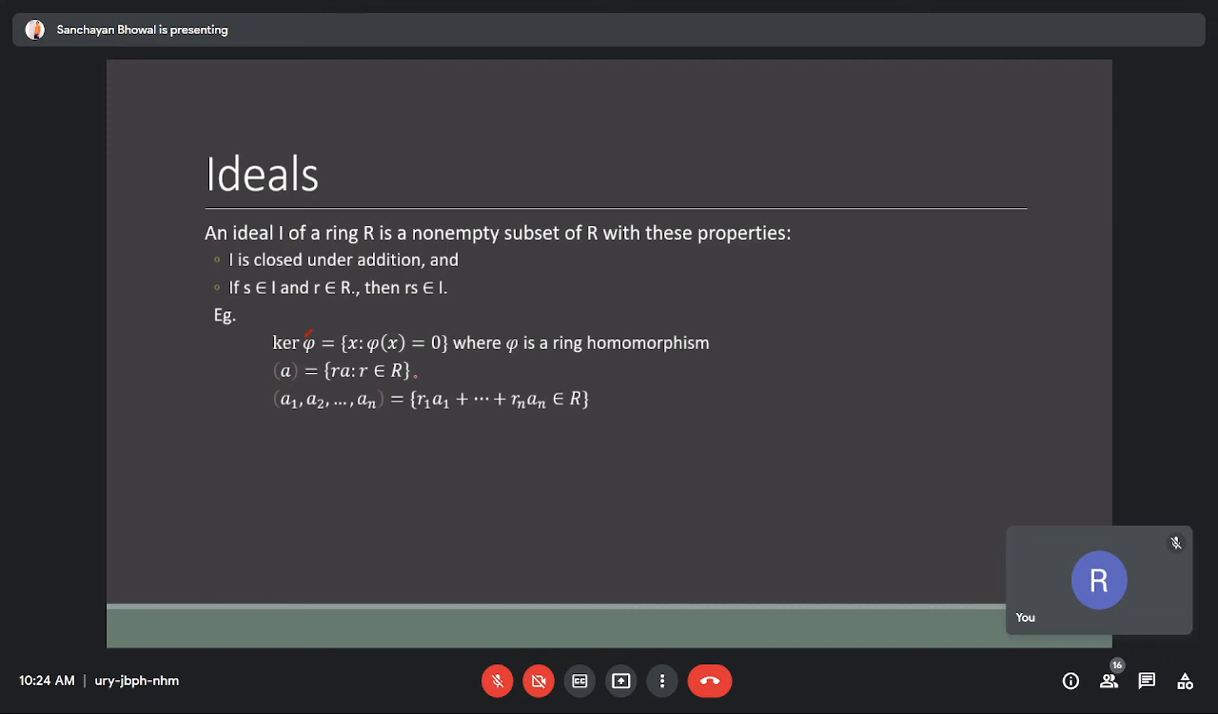Now this is a new definition of ideal. What I do is I take all the elements which I multiply with A, where r is in R. This is also known as the ideal generated by A. Similarly, we can talk about the ideal generated by A1, A2, up to An, and we define it to be this thing.